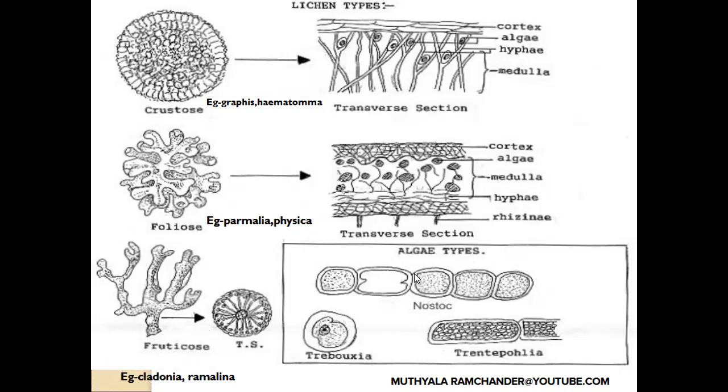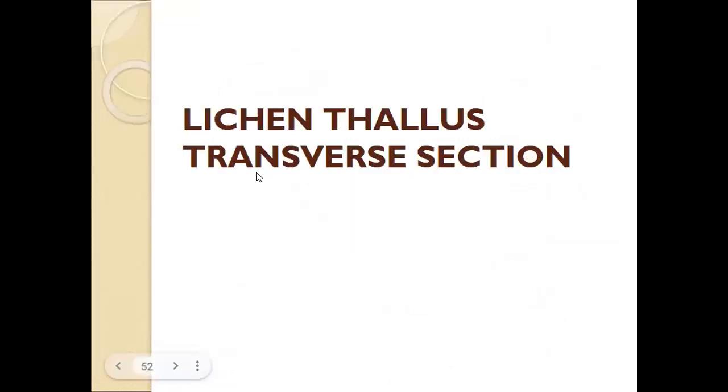See here in this box: not all algae help in the formation of lichens, only a few algae. These belong to Cyanophyceae. Cyanophyceae algae and Ascomycotina fungi mainly help in the formation of crustose, foliose, and fruticose lichens. Now we observe the lichen thallus internal structure.